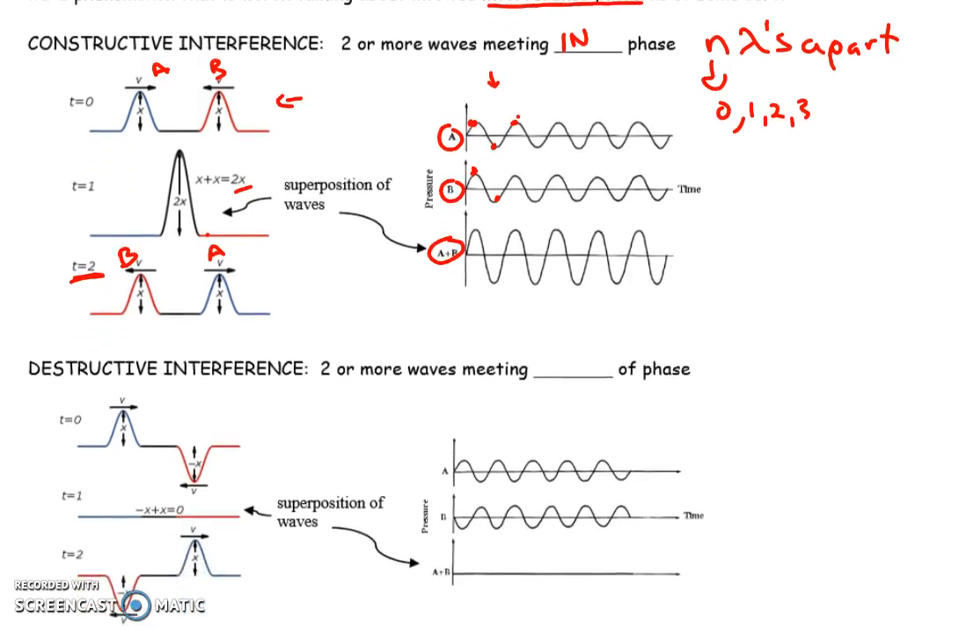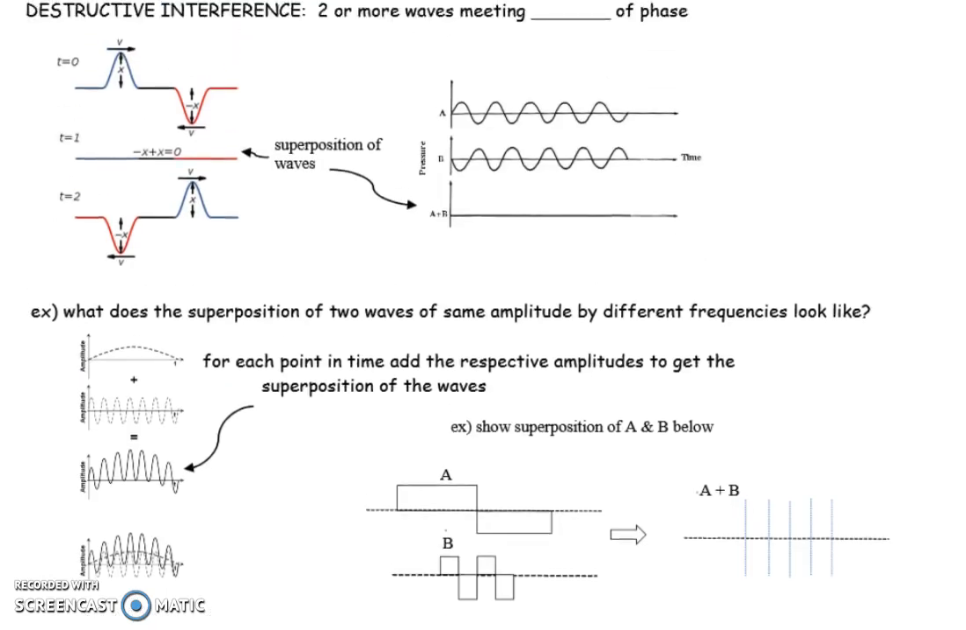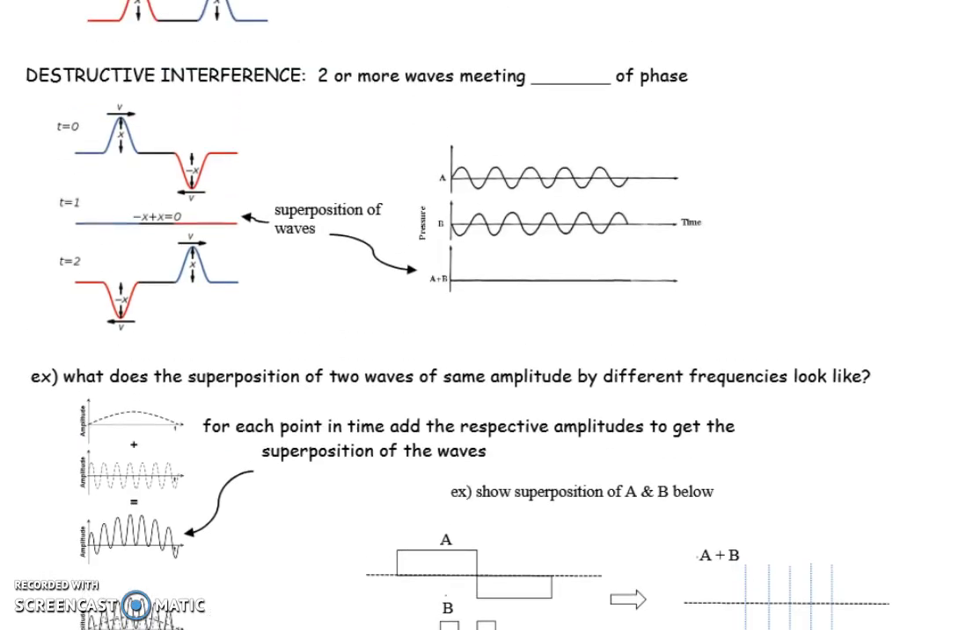Okay, destructive interference is essentially the opposite. It's when two or more waves meet that are completely out of phase. So going back to our diagram, we have wave A, we have wave B. They are headed towards each other. One is a crest, one is a trough. In other words, they're out of phase.